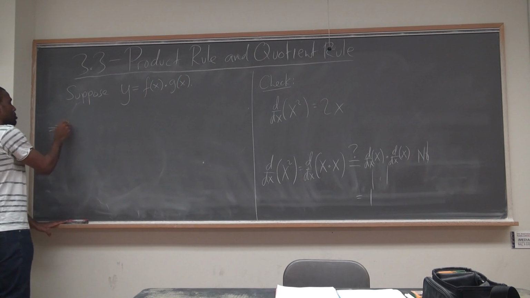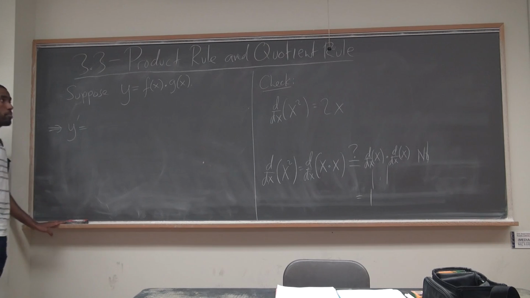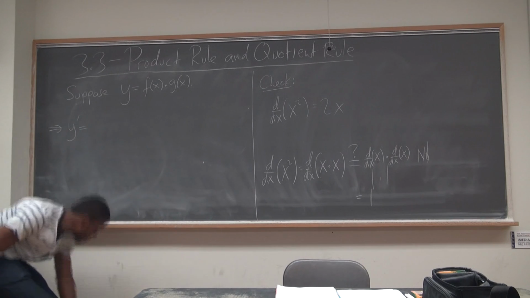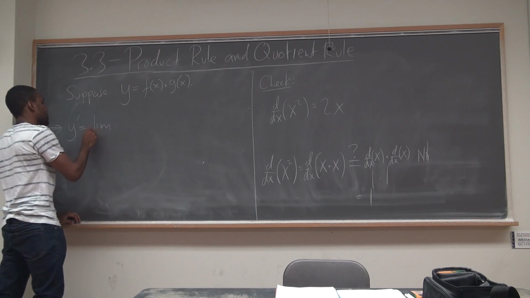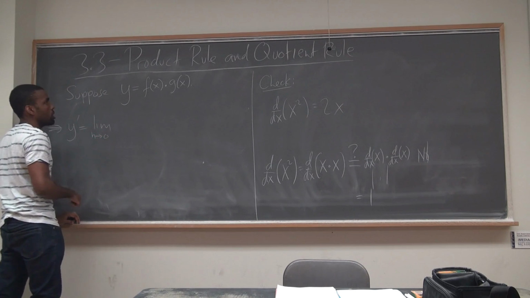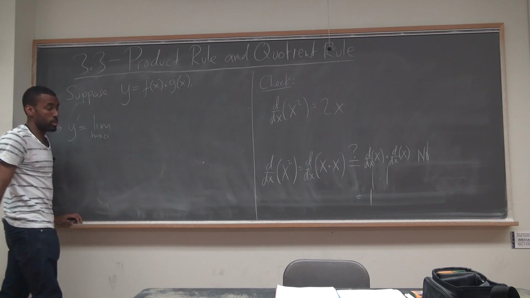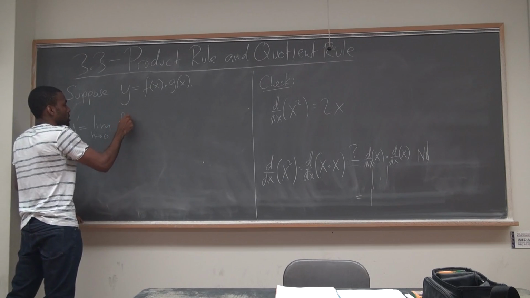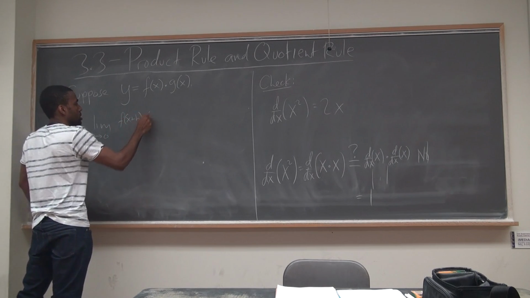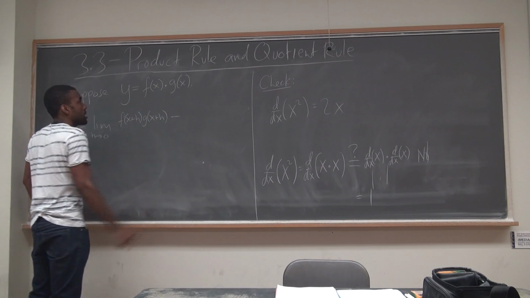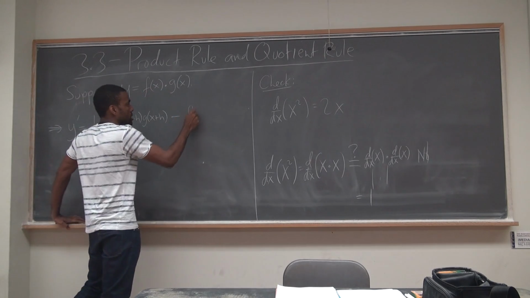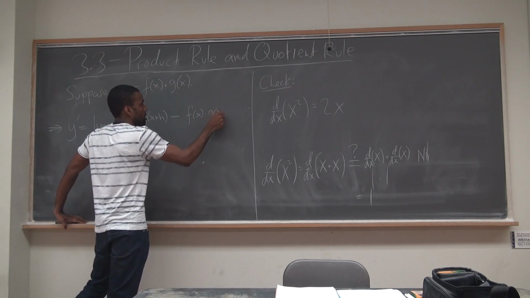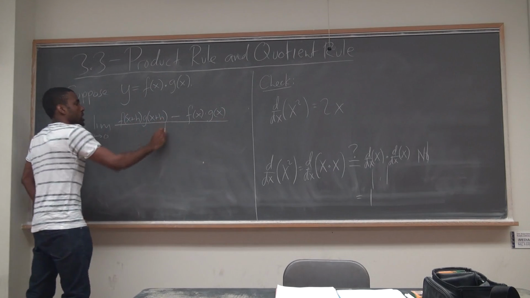Then, this means if I want to find the derivative y prime, I can start to use the limit definition. The limit as h approaches 0 of, I need to take this function evaluated at x plus h, minus the function just at x, all over h.